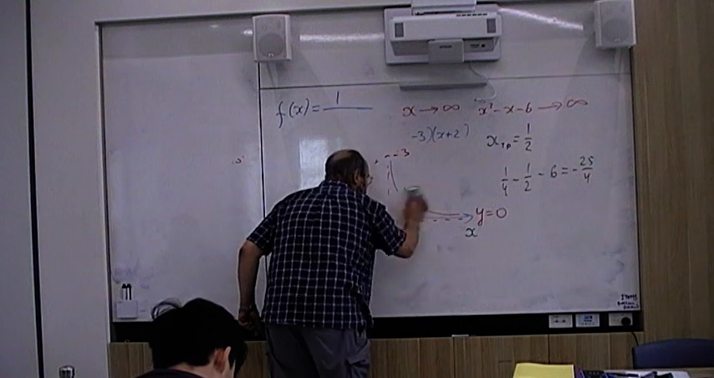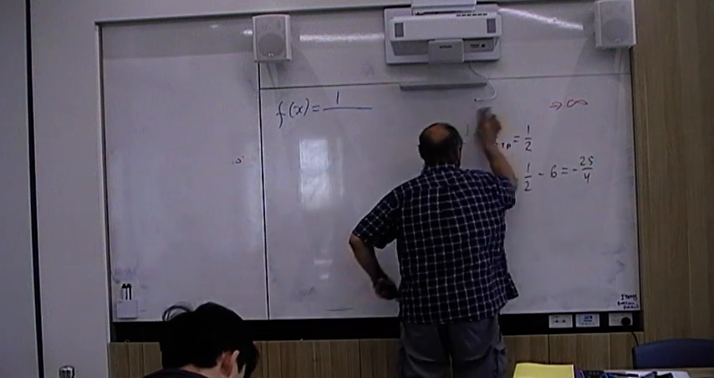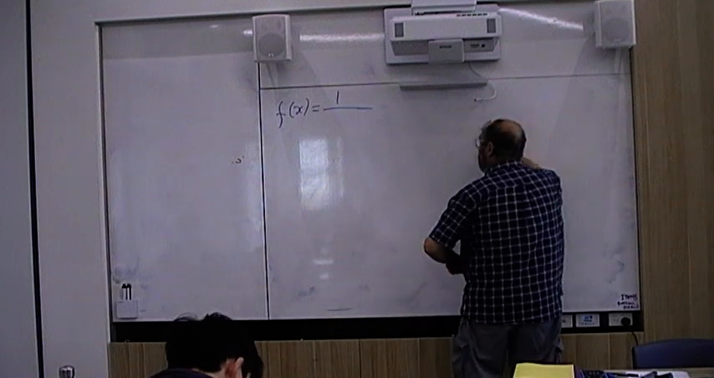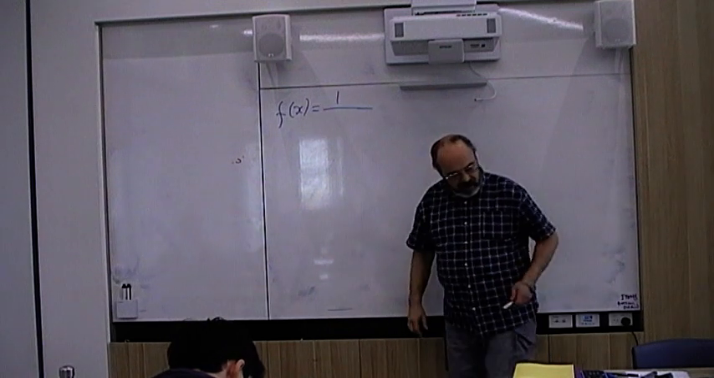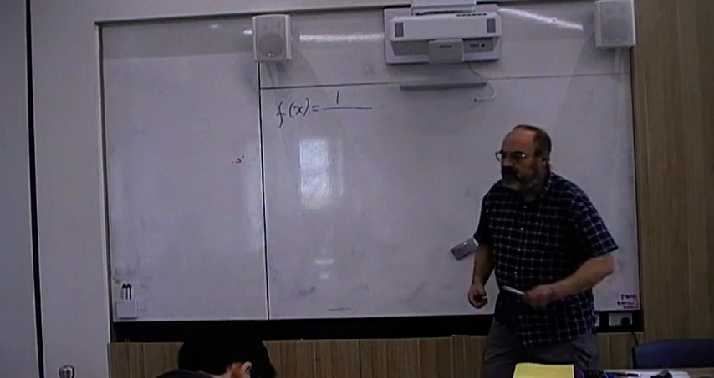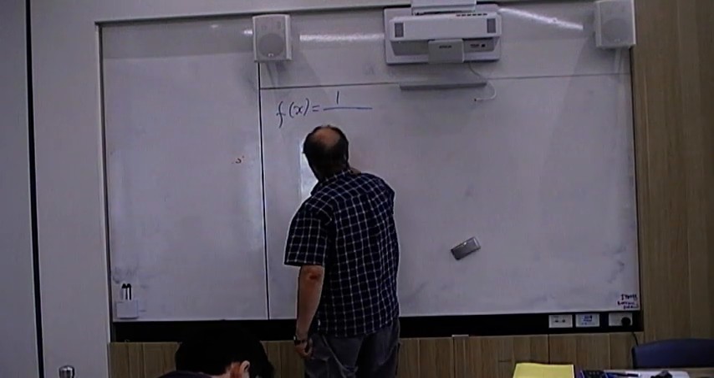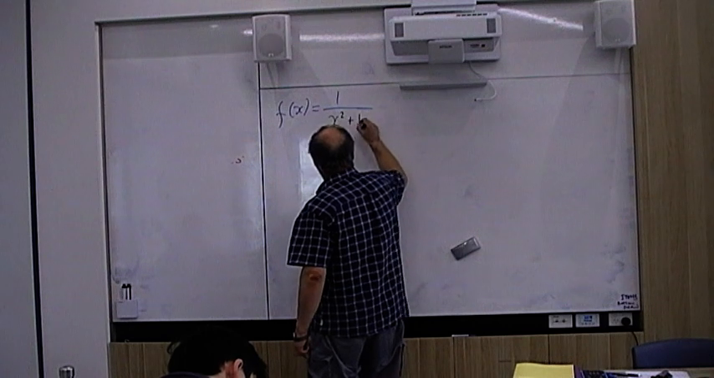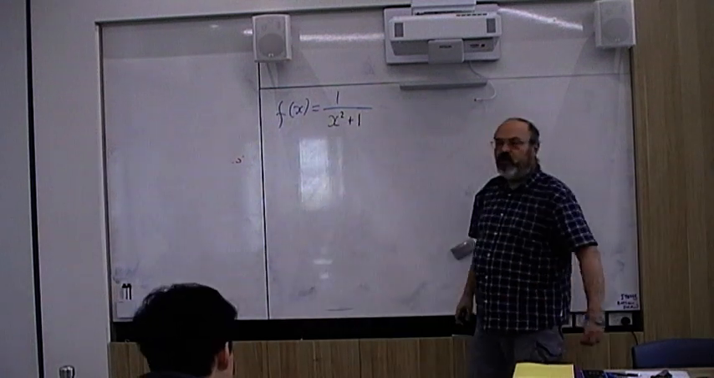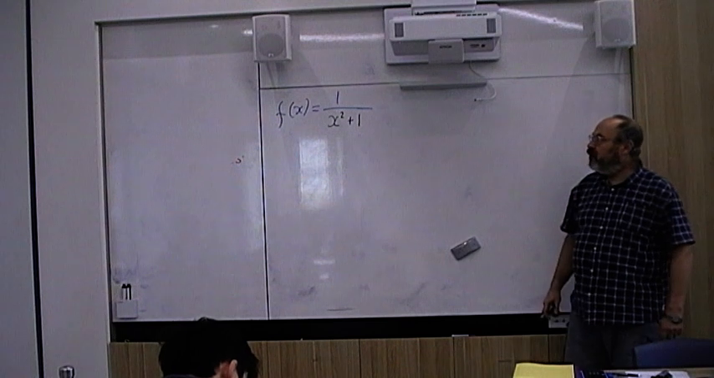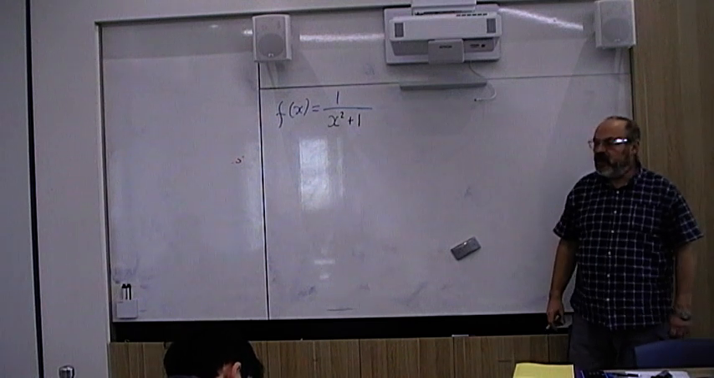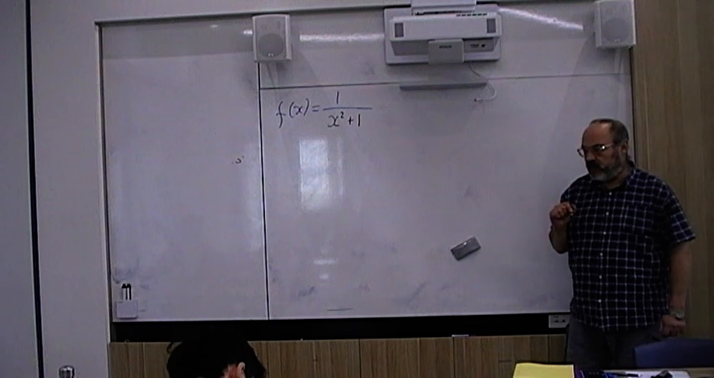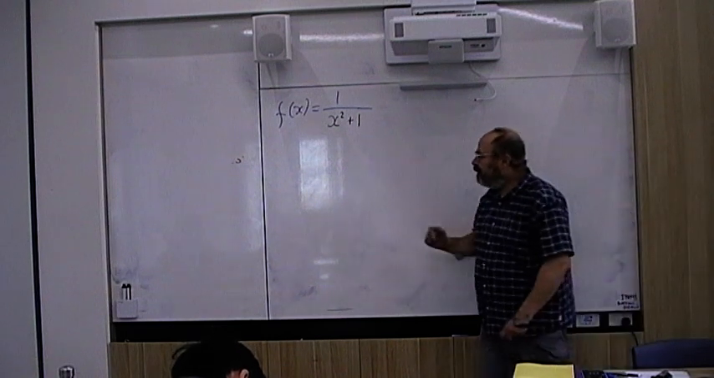Where quadratics in the denominator are non-factorable, I mean, there are no vertical asymptotes. So if we have f(x) equals 1 over x squared plus 1, there will be no vertical asymptotes.